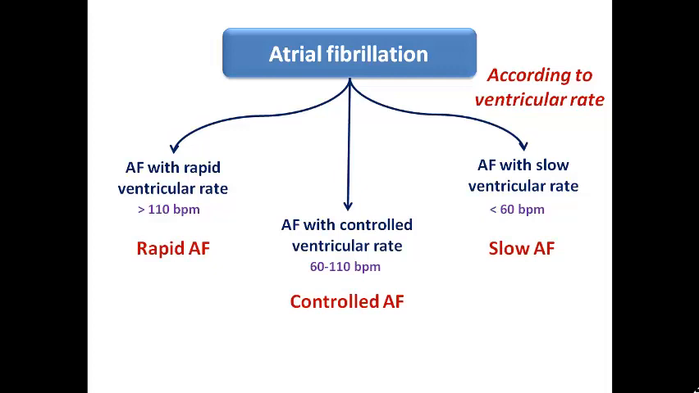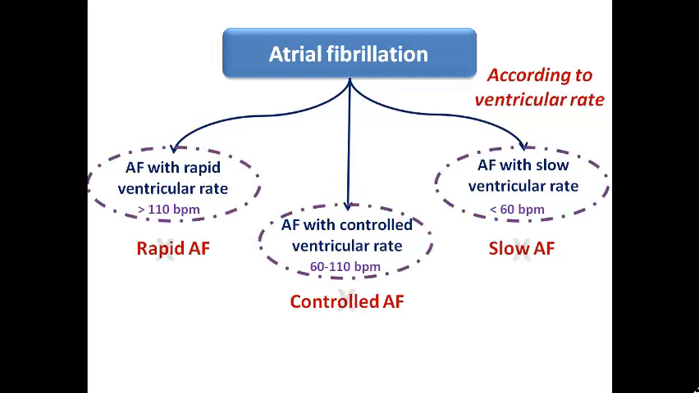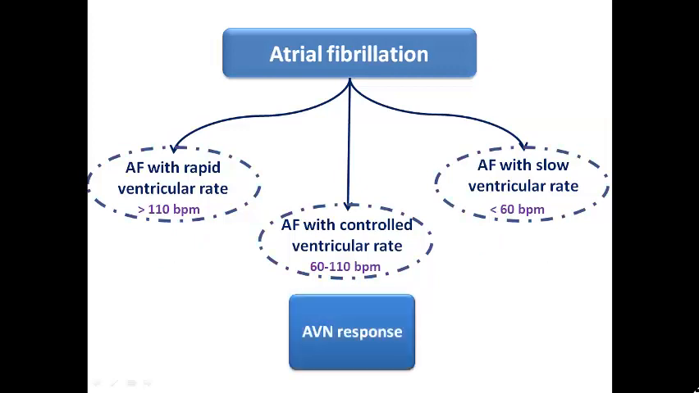Of course, there are other terminologies which are commonly used in practice, like rapid AF, controlled AF, or slow AF, but these are considered misnomers because AF is always rapid and it is never slow, since the atrial rate is extremely high. So when you mention rapid AF or slow AF, it is misleading terminology. So when you comment on an ECG, for example in your practice, in a report or in an exam, it is better to use the words AF with rapid, with slow, or with controlled ventricular rate rather than these terms.